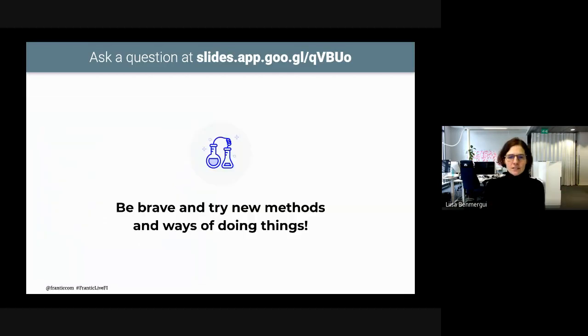Then basically, to summarize this part, I think we should just state: be brave, try new methods and ways of doing things, and don't be afraid. People are quite forgiving right now. People are in their homes. People are in weird contexts.